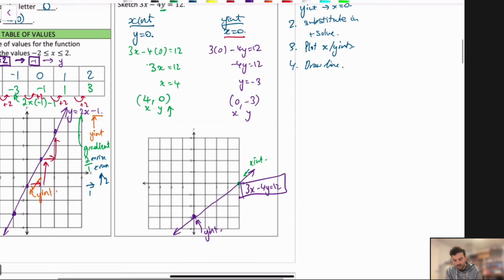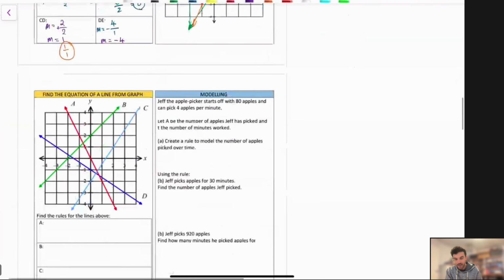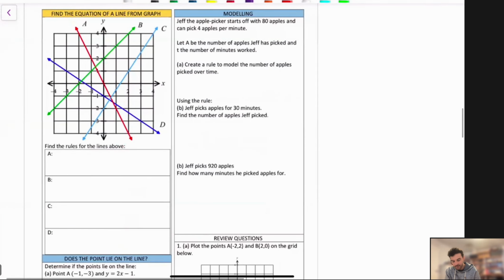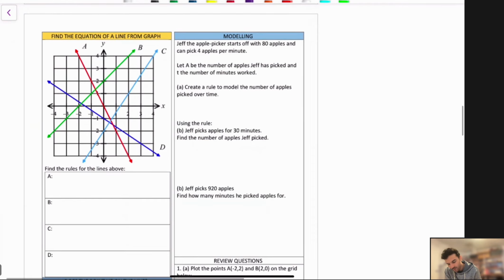Okay, now we've done sketching, we're going to have a look at trying to find the equation from a graph. So here we go. We've got 4 equations here. Now, we're always going to be using this rule: y is equal to mx plus c, where m is the gradient and c is the y-intercept.